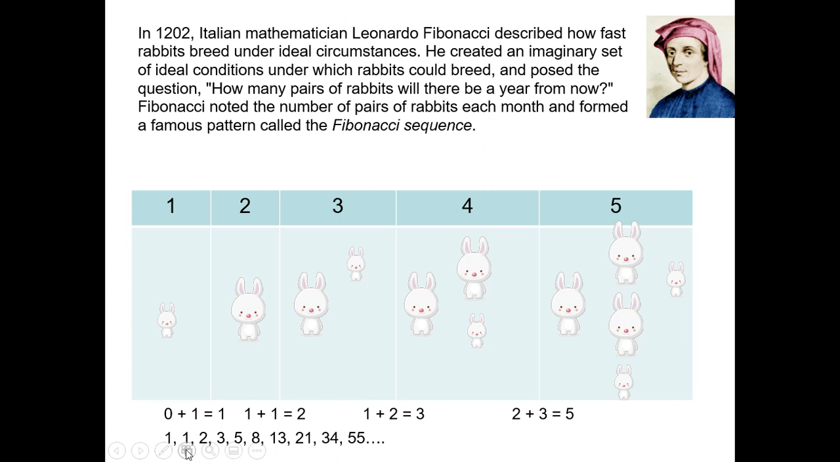0 plus 1 is 1. 1 plus 1 is 2. 1 plus 2 is 3. 2 plus 3 is 5. 3 plus 5 is 8. 5 plus 8 is 13. And then 21, 34, 55, and so on and so forth. That is what is called a Fibonacci sequence, and it's very common in mathematics, and it's also common in nature as well, in certain growth patterns. So we'll look more at that later. But that's a term that you're going to want to remember, the Fibonacci sequence.